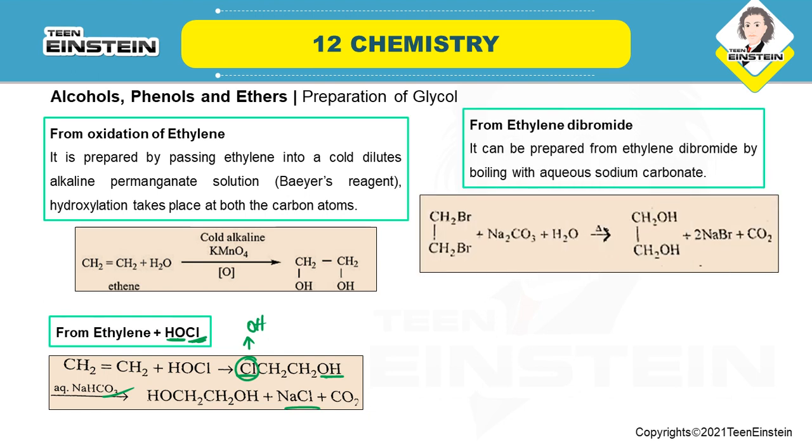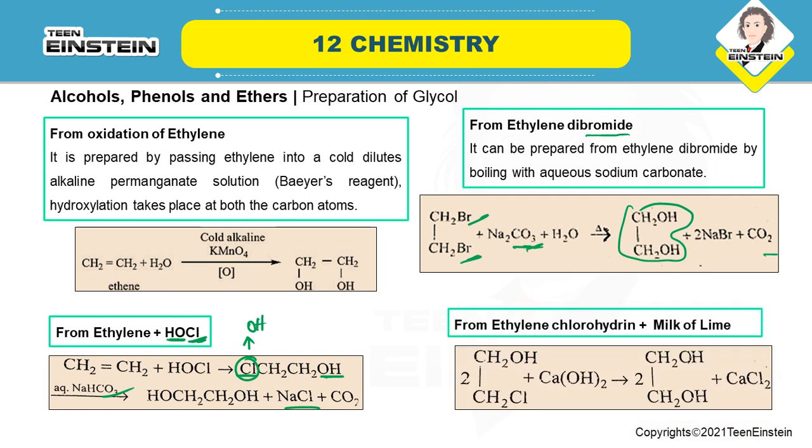Number fourth method for preparation of glycol, starting from ethylene dibromide. So it can also be prepared from ethylene dibromide, CH2Br, CH2Br, and in this case we are using aqueous solution of sodium carbonate. Fine. Here these two halogens, Br Br, are removed in the form of NaBr, CO3 is converted to CO2, and we are getting our desired molecule glycol. This is the fourth method.